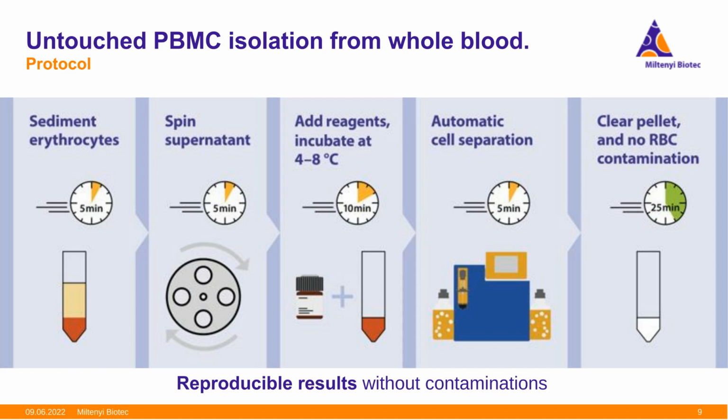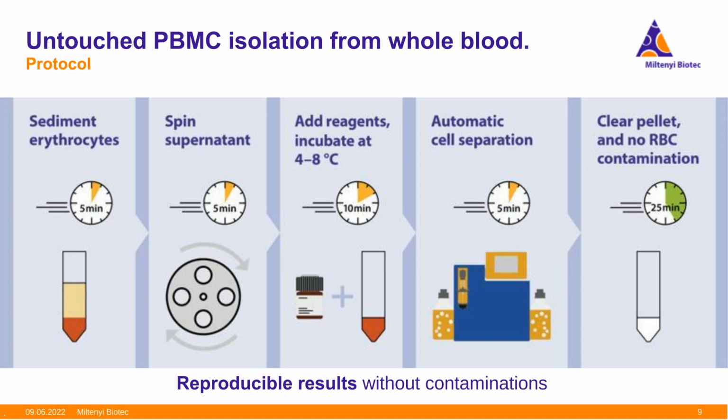We first have a sedimentation of the erythrocytes. We then collect the supernatant, collect the supernatant with a spin, and then we can incubate with our reagents for 10 minutes. Put it on our AutoMACS, for example, or MultiMACS, which I will talk about later. And 25 minutes later, we have the PBMCs. This process can be automated as soon as this incubation starts, so you only really have around 10 minutes of hands-on time. This allows us to have a very clear pellet with no red blood cell contamination and also no granulocyte contamination.